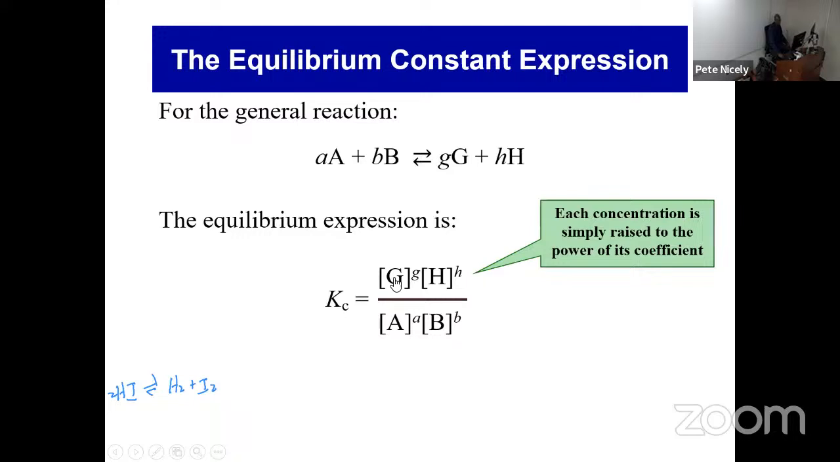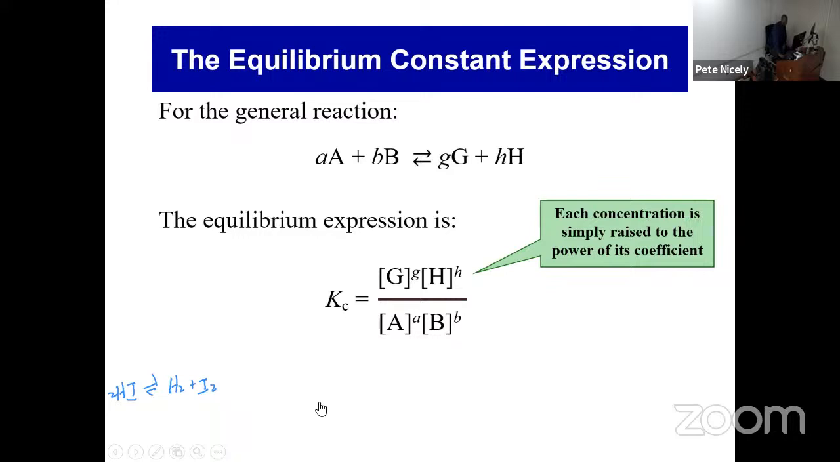Please note that each of these concentration terms must be raised to the power of its coefficient, which underscores the importance of having a balanced equation to begin with, right? Because if the equation is not balanced, then the coefficients will be wrong. And if the coefficients are wrong, then the calculated Kc value will be wrong as well, right? So it's important that you start off with a balanced equation and then you apply the expression right here.